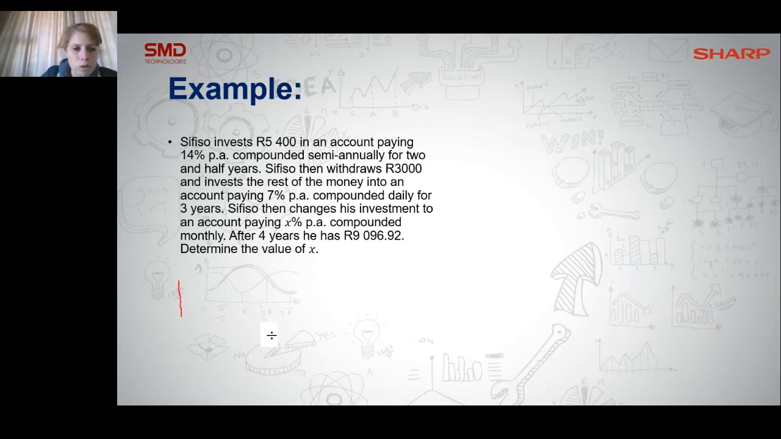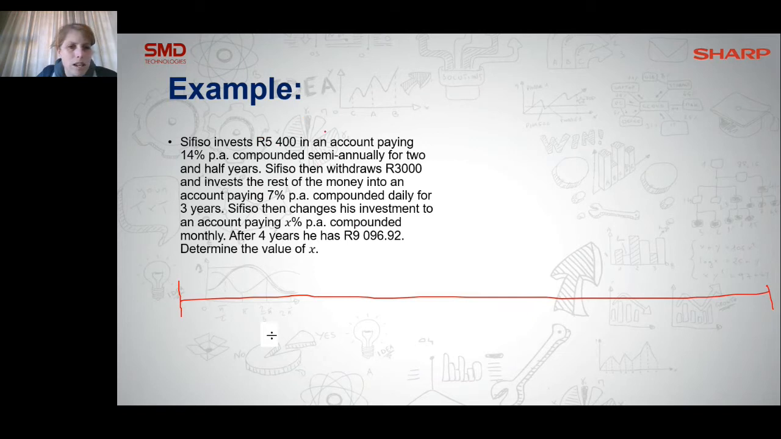So what you'd do is you'd put your timeline down. Okay. And then we just read the question and we're just filling in the information as we go along. Okay. So Sifiso invests 5,400 Rand in an account. Okay. So that's his initial amount. So we're going to say 5,400 Rand. And it pays 14% compounded semi-annually, which means divided by 2 for 2.5 years. So our N is 2.5 times 2.